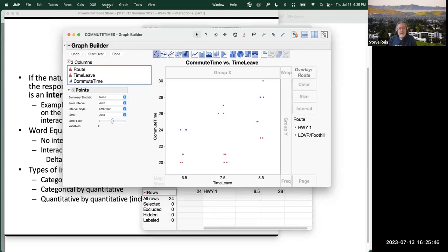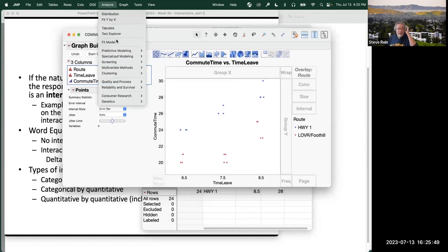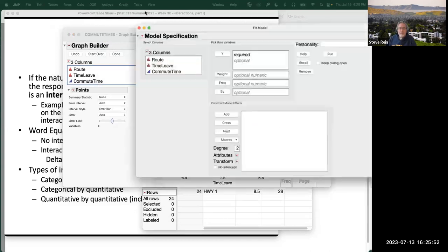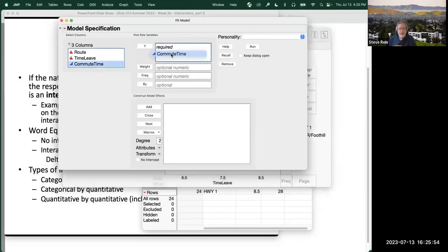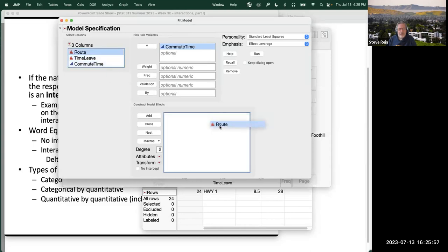If I were to do the analysis, and this is going to look like that pig data model that you fit, the commute time could depend on the route I take. Well, yeah, of course. It could depend on the time that I leave. Yeah. And I'm going to say maybe there's an interaction between route and the time I leave. I'm going to cross those two. My word equation is sort of what JMP spits out at you, or the way you input things into JMP. Commute time equals route plus time that I leave plus route times time that I leave.